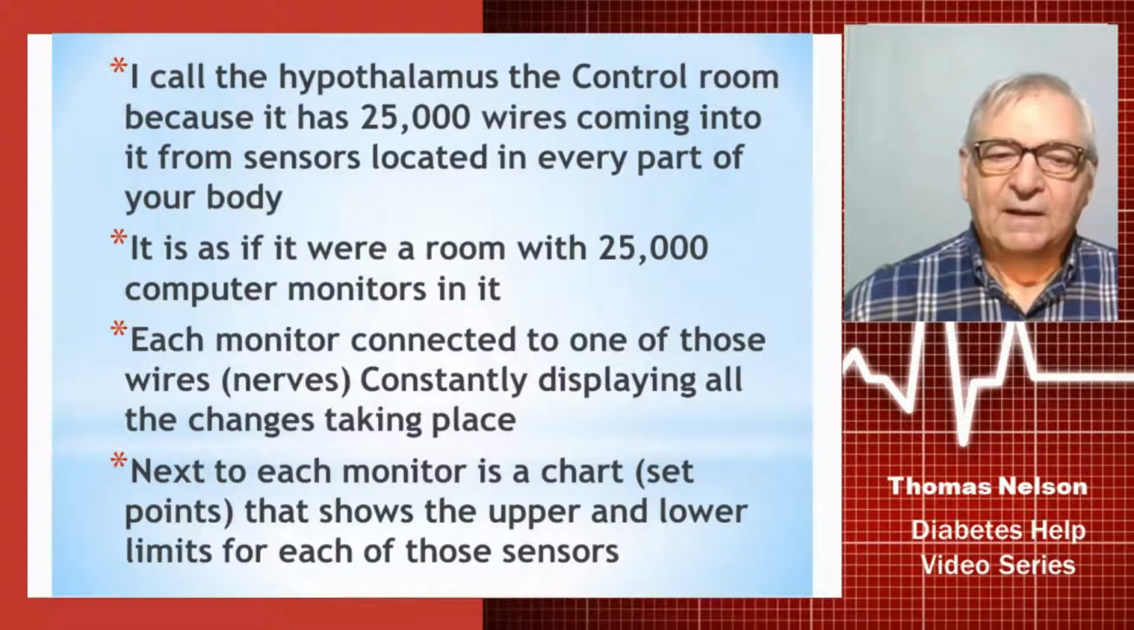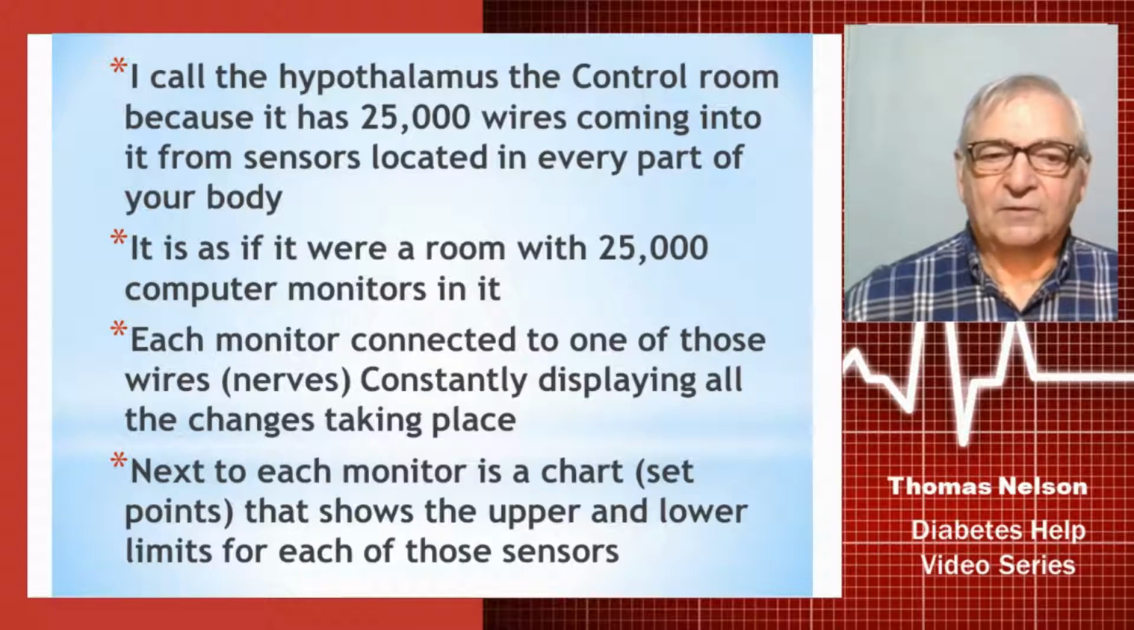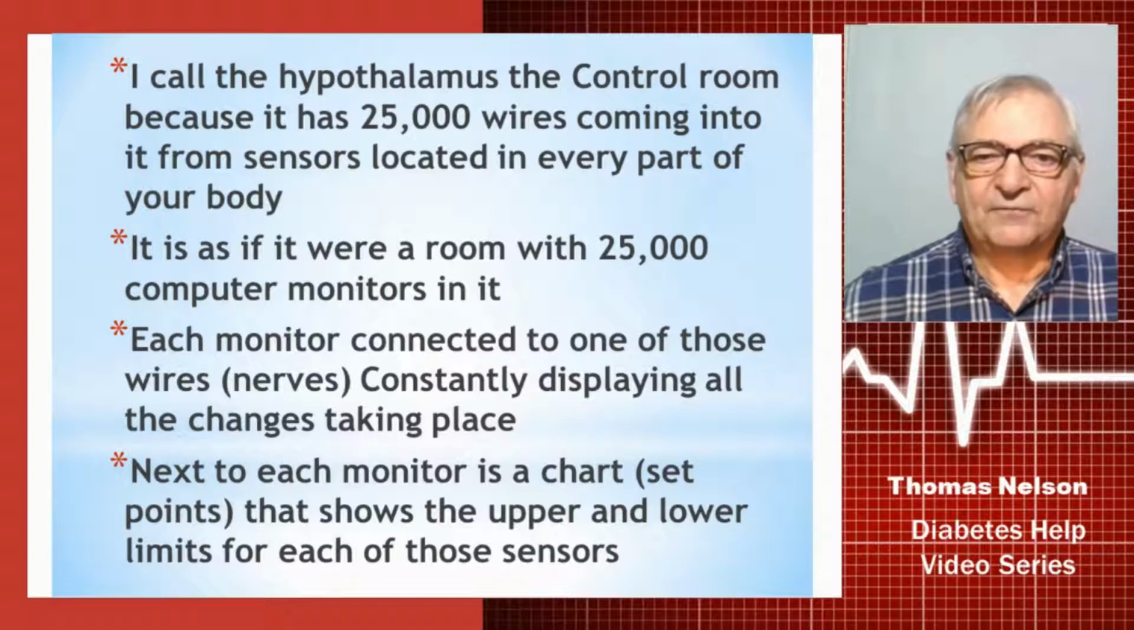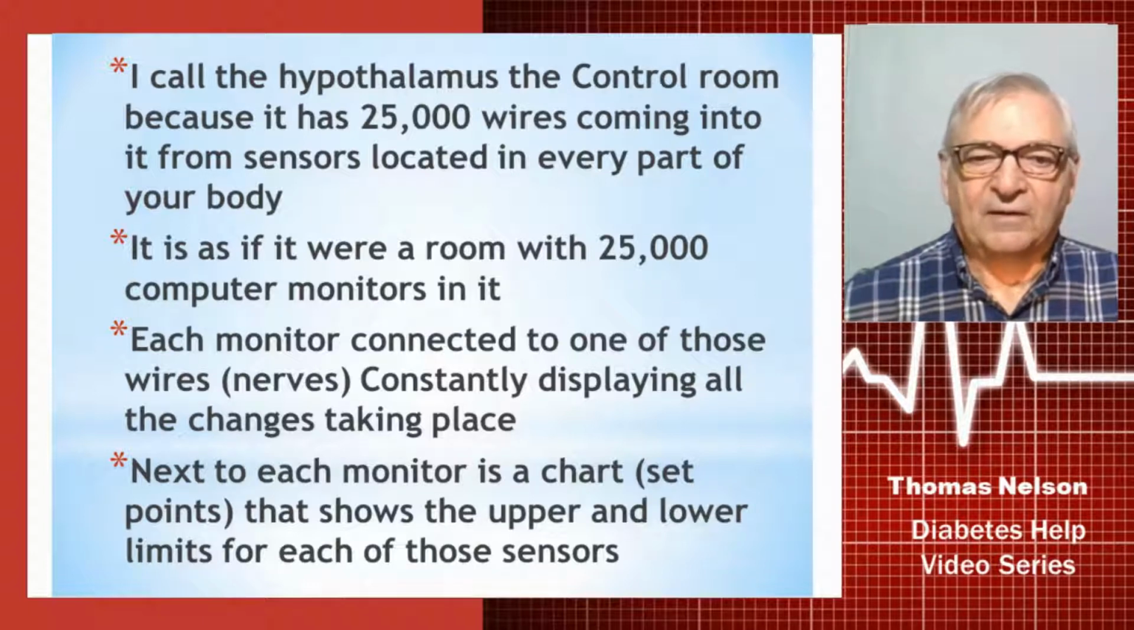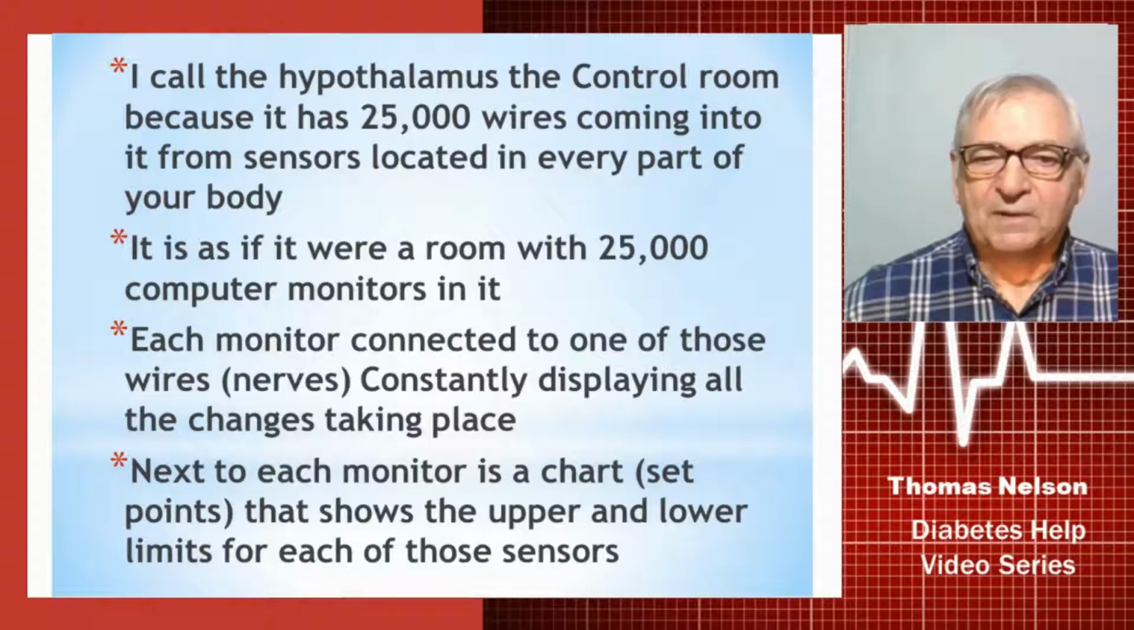Next to each monitor is a chart, and that chart is your set points. Those set points are the upper and lower limits that are set by nature for your body. They're put there at birth, and they should stay there all of your life, although they do change because of external pressures throughout our life. So each of those set points is going to give the little guy that runs that control room the limits that each of those sensors is allowed to go to, and then he will make corrections. It's very much like this, except 25,000 of them would be much, much larger.